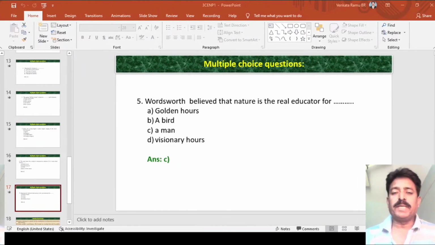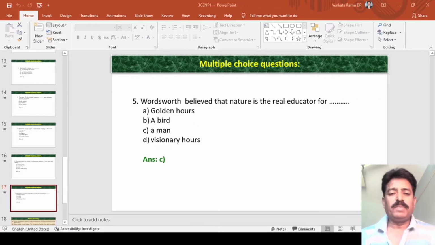The fifth and last multiple choice question is, Wordsworth believed that nature is the real educator for dash. Four alternatives are given: A, golden hours; B, a bird; C, a man; D, visionary hours. You are right, C is the correct answer. That reads as, Wordsworth believed that nature is the real educator for a man. You answered all the questions. It means that you understood the entire lesson.